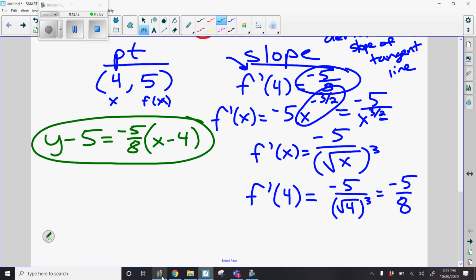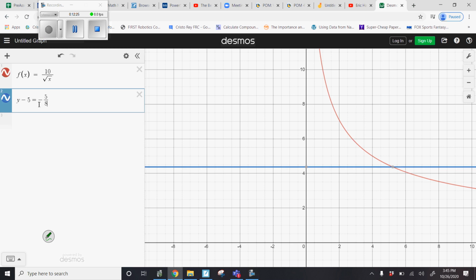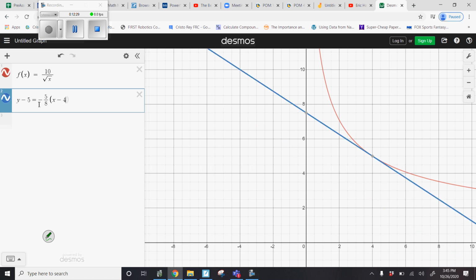So let's see what happens on Desmos when I graph this. I'm just going to graph this exactly how I wrote it. Y minus 5 equals my slope of negative 5/8, parenthesis, x minus 4. And look at that. Beautiful, right? I see a tangent. Here's f, and here's the tangent line I wrote.